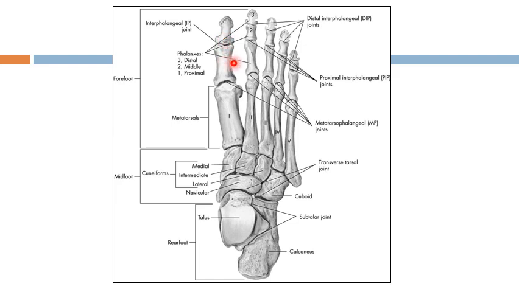Each phalange is made up of phalanx bones. The lateral four each have three. 1, 2, 3. The first one has only 2. So if I put a marker here, and you can see where the laser pointer is, you would call that the first metatarsal phalangeal joint.